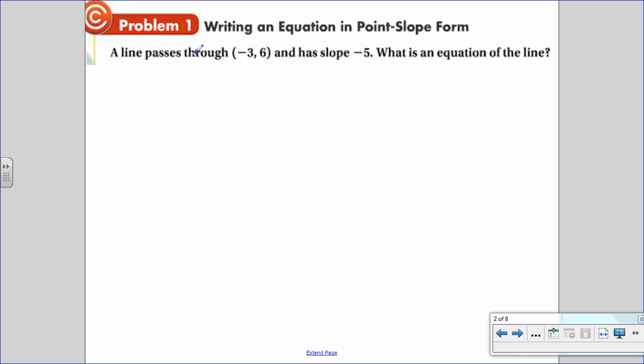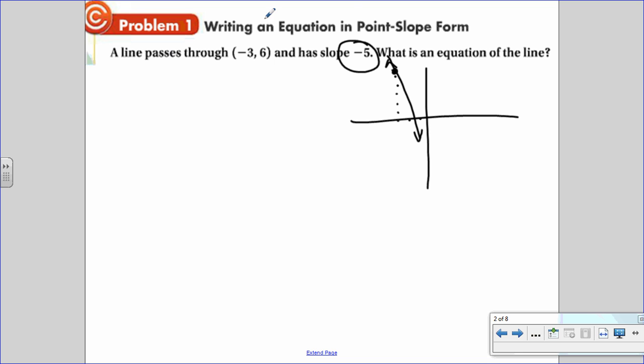In order to do this, we're just going to plug these numbers into the equation. Your slope is -5, so that's m. Your point that the line passes through is (-3, 6). Understand that all this is saying is that we have some line that passes through (-3, 6) with a slope of -5, and we're wondering what's the equation of that line.